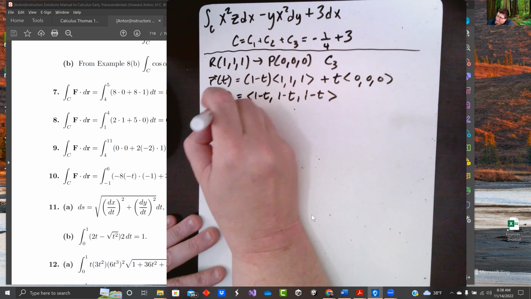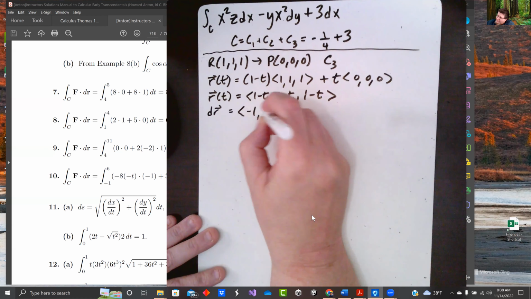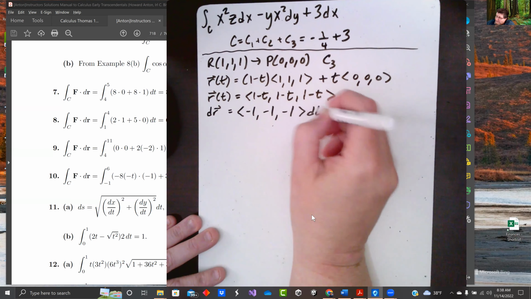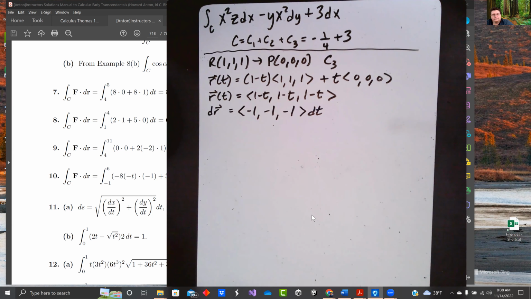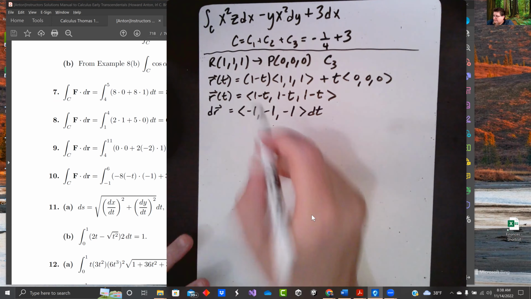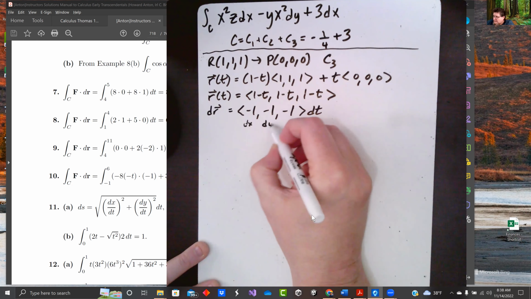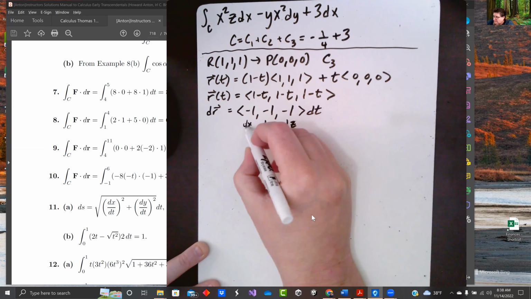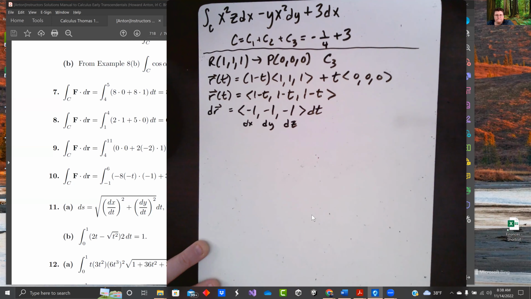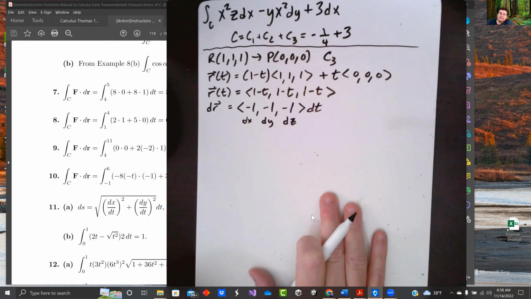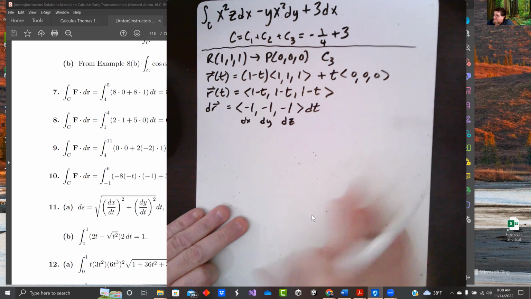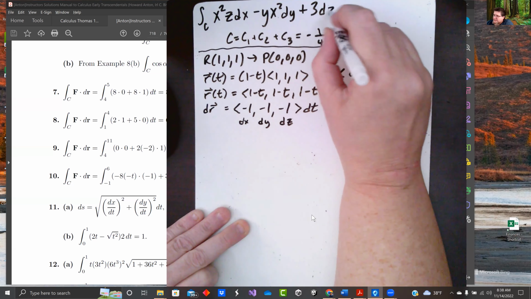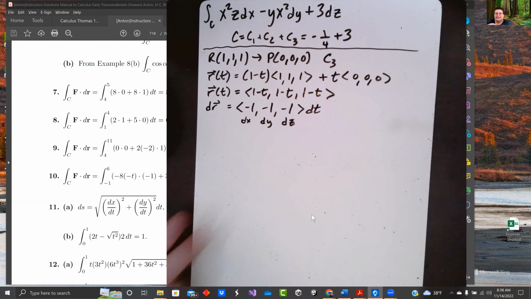So dr is going to be -1, -1, -1 dt. Again, dx, dy, and dz. All right, so this is going to get ugly, because everywhere up there, nothing disappears, and every letter that isn't with a d is a 1 minus t.